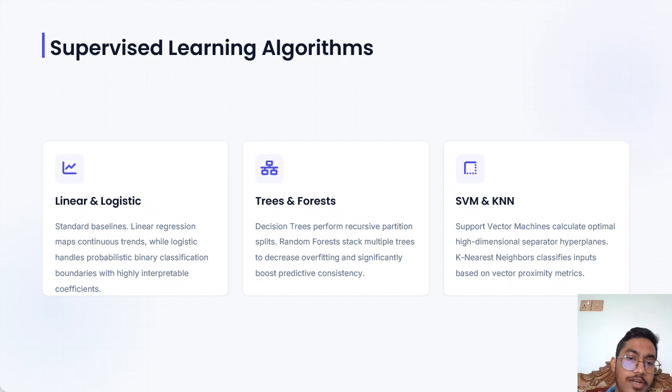For supervised learning algorithms, we use linear and logistic regression, tree and forest algorithms, SVM and KNN. In linear regression, we give it a huge data set, it trains on all of this data, and after that we give it new data and it predicts the next value. Logistic regression is the same process; we can classify categorical values or predicted values. SVM and KNN are the same process. SVM is support vector machine and KNN is nearest neighbor.